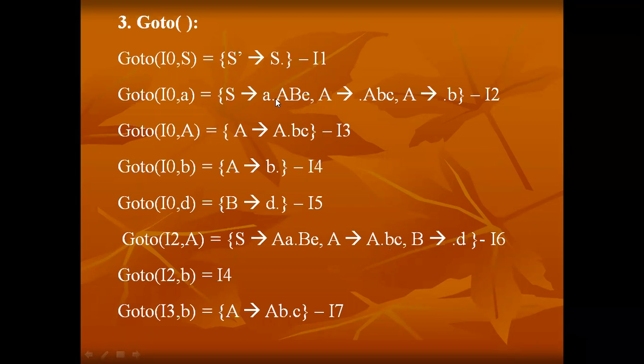Here also, after dot we have a variable A, so for that we write these two rules from the I naught. And here we have the variable B after the dot, so for that we write the rule B tends to dot D from the I naught, right? This is from the I2. Why? Because in I2 we have dot A in two production rules. So at a time I call the I2 item with the non-terminal A. When I call this goto function, these two rules are automatically processed.